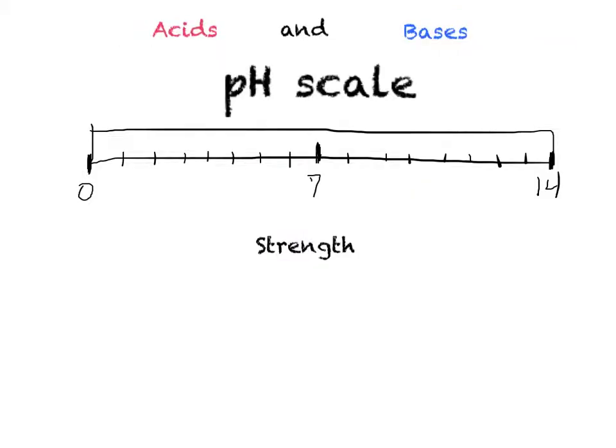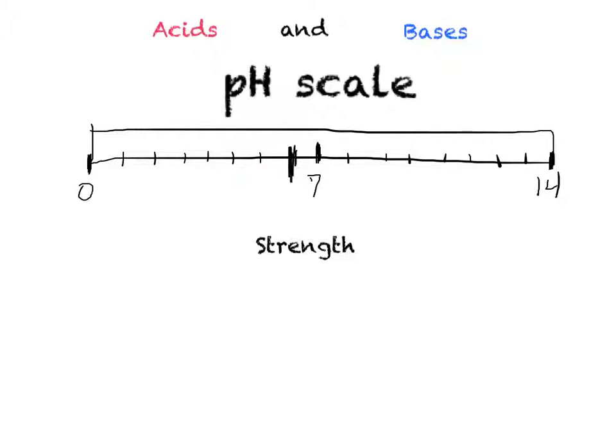But how do we measure how strong the acid or the base is? Well, for that, we have what we call the pH scale. Right here, in the middle, we have number 7. This is a scale that goes from 0 to 14. Right in the middle, we have the neutral pH. Neutral means that it's not an acid nor a base. So the closer you are to the neutral area, the weaker you are.